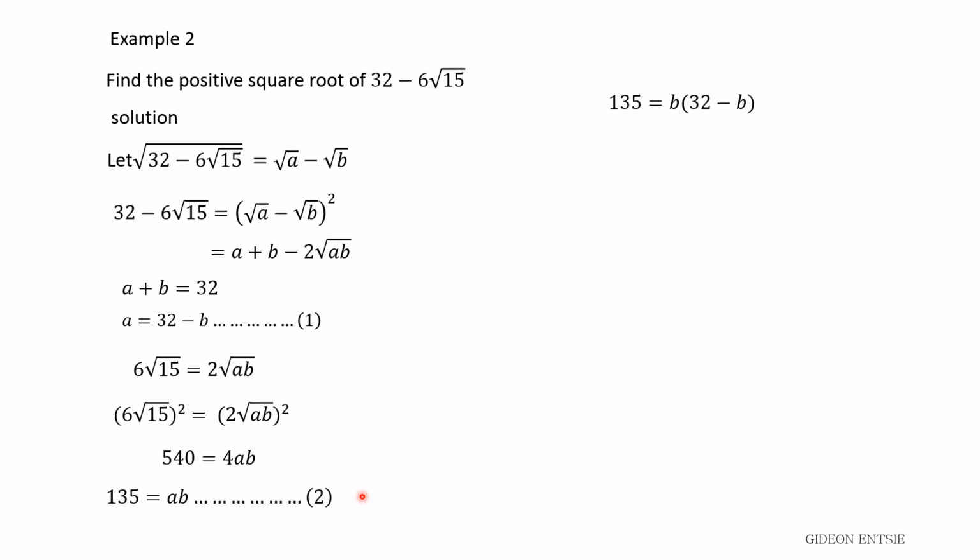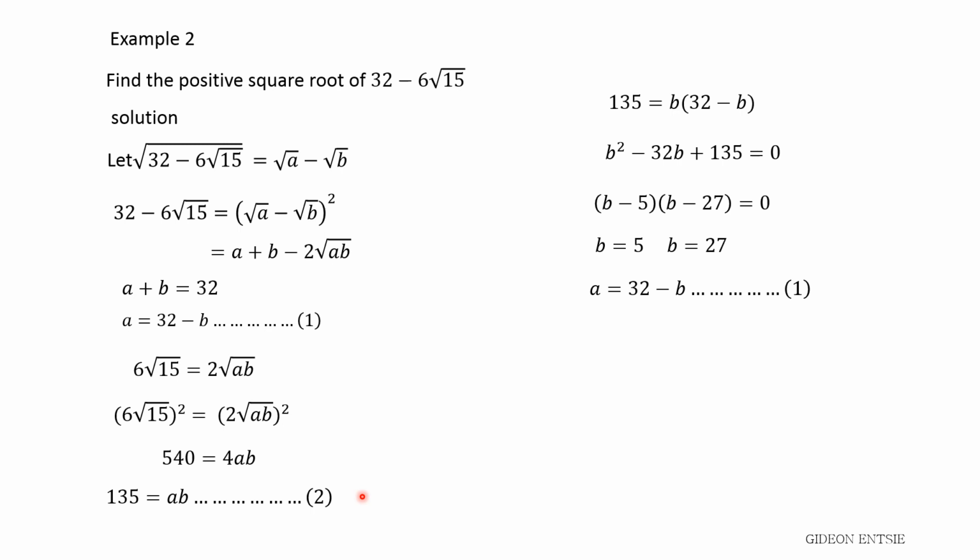minus b. By expanding and simplifying, we get the quadratic equation b squared minus 32b plus 135 equal to 0. By factorization, we get b minus 5 times b minus 27 equal to 0. Solving this equation, we get b is equal to 5 and b is equal to 27. But from equation 1, a is equal to 32 minus b. Therefore, when b is equal to 5, a is equal to 27. And when b is equal to 27, a is equal to 5.